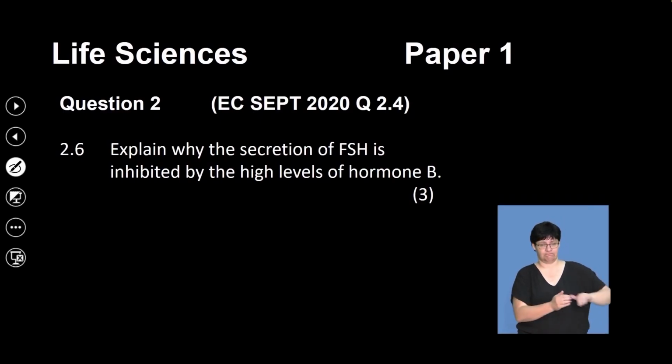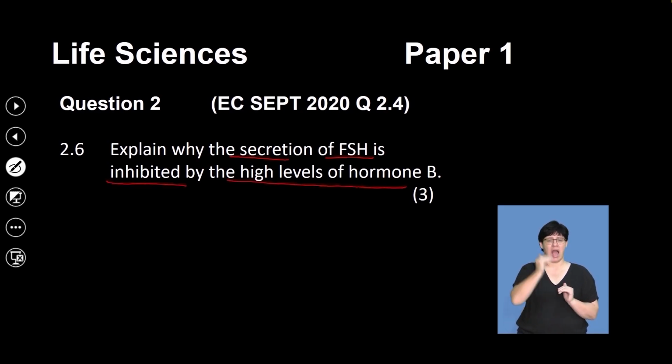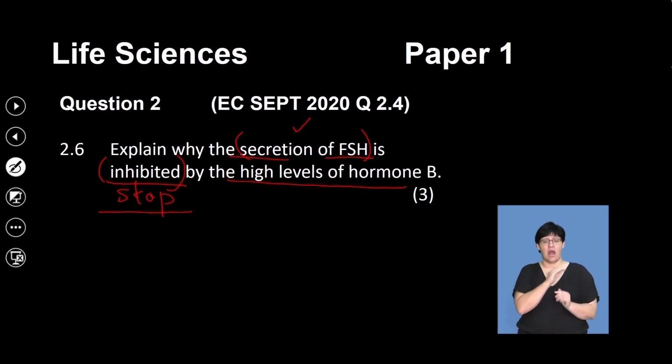So guys, we're going to move to one more question and then we'll change to a different topic. Explain why the secretion of FSH is inhibited by high levels of hormone B. Now, we've got to know why, so unpack the question. The secretion of FSH, that's the first part. Inhibited means to stop or to slow down. So to inhibit would be to stop the high levels of hormone B. So explain why FSH is stopped by high levels of hormone B.